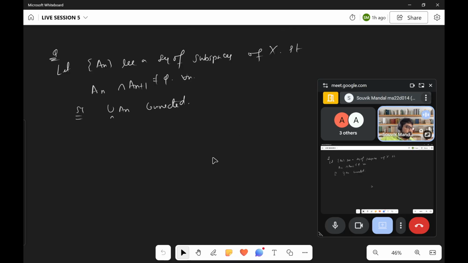So intuitively what is happening, suppose we have A1, A2, A3, A4 and so on, all are connected, their union is of course connected; this is quite obvious. So how to prove this? Please try to do it yourself first, because this is the same problem as the previous one. Okay, I shall be back within a few moments.